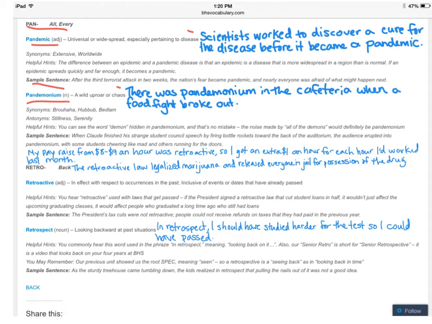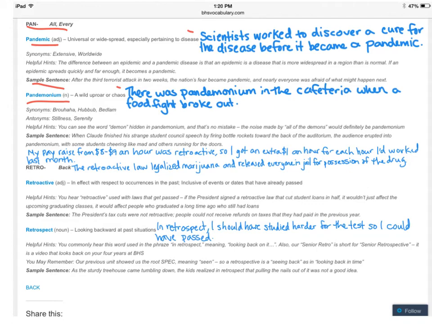The helpful hint is helpful. You can see the word demon hidden in pandemonium, and that's no mistake. The noise made by all of the demons would definitely be pandemonium. And the sample sentence, when Claude finished his strange student council speech by firing bottle rockets toward the back of the auditorium, the audience erupted into pandemonium, with some students cheering like mad and others running for the doors.